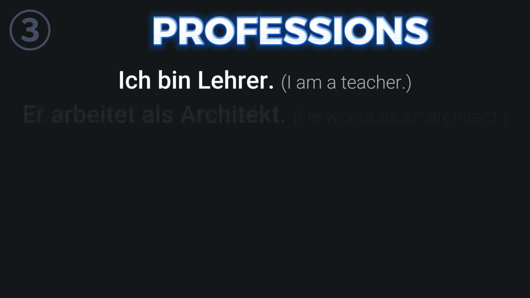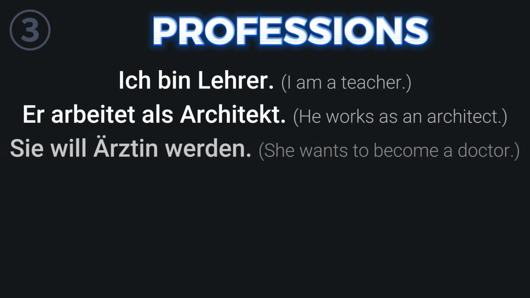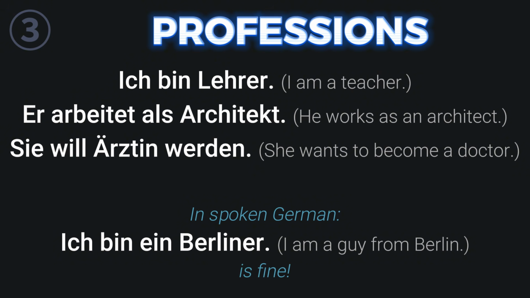Number 3. Professions. In Standard High German, we don't use articles with professions. Ich bin Lehrer, arbeitet als Architekt, sie will Ärztin werden. You could add the indefinite article in spoken German though. Ich bin ein Berliner is fine. Ich bin ein Berliner.